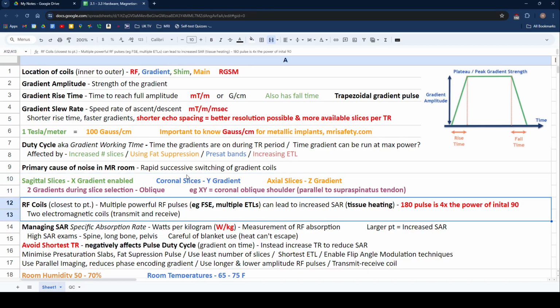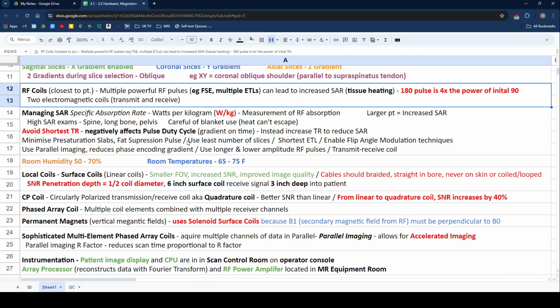RF coils are closer to the patient, and there are multiple powerful RF pulses, e.g., fast spin echo with multiple ETLs. These can lead to increased SAR tissue heating. A 180 degree pulse is 4 times the power of the initial 90. There are 2 electromagnetic coils, transmit and receive coils.